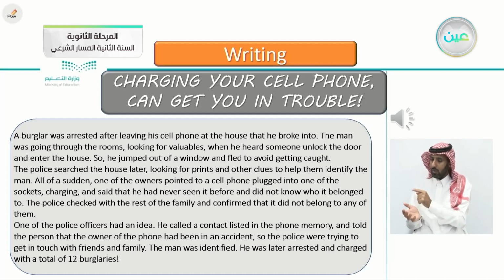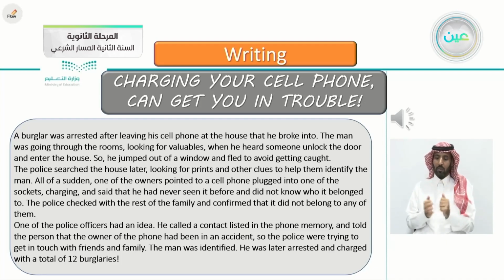One of the police officers had an idea. He called a contact listed in the phone memory, and told the person that the owner of the phone had been in an accident, so the police were trying to get in touch with friends and family. The man was identified. He was later arrested and charged with a total of 12 burglaries.